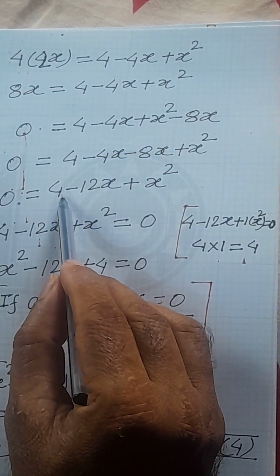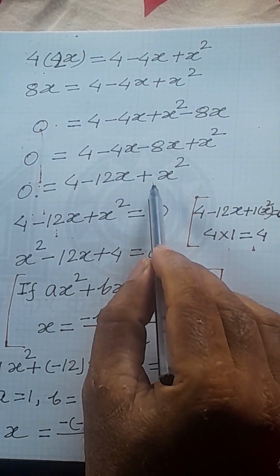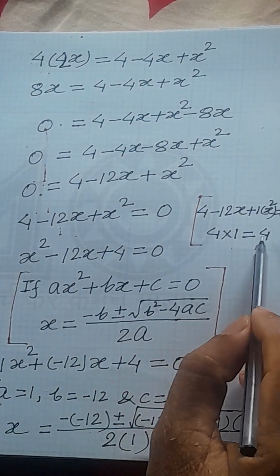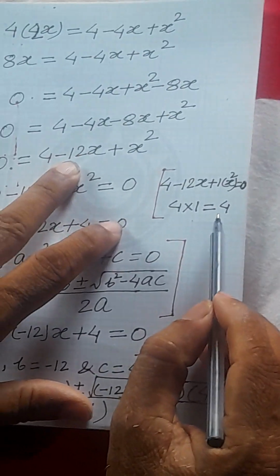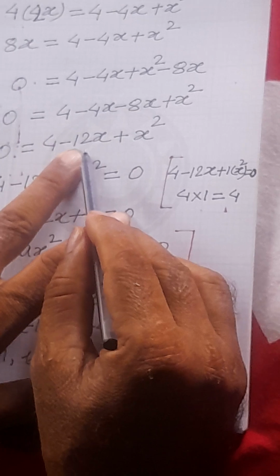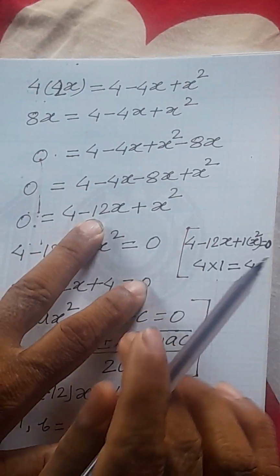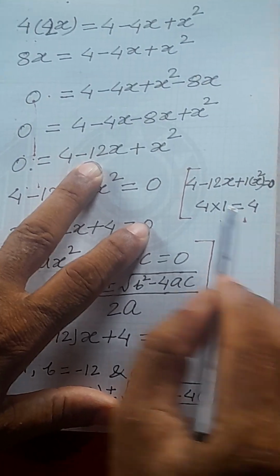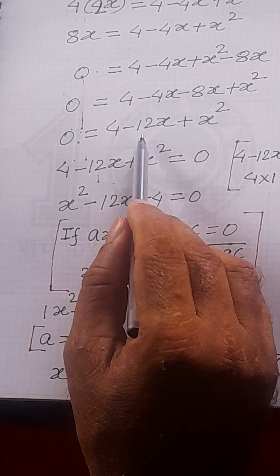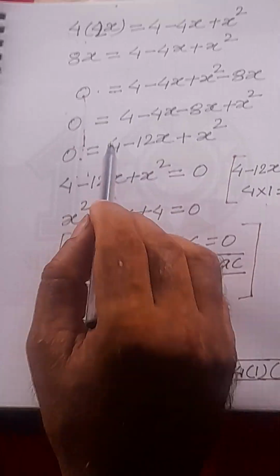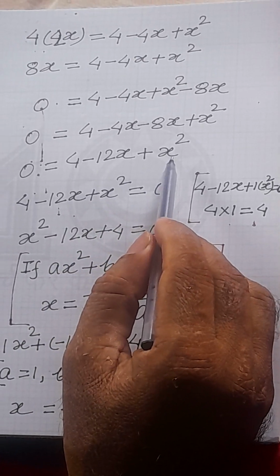So what is the coefficient of x to the power 0? 4. And what is the coefficient of x square? 1. 4 times 1 is 4. Now 12 should be broken into two such numbers whose product would be 4 to get simple factors. But it is not possible because 12 is very much larger than 4. That's why this method is not applicable.